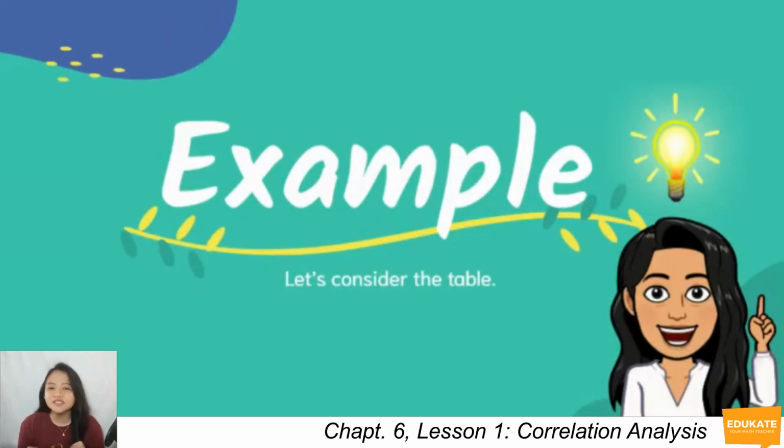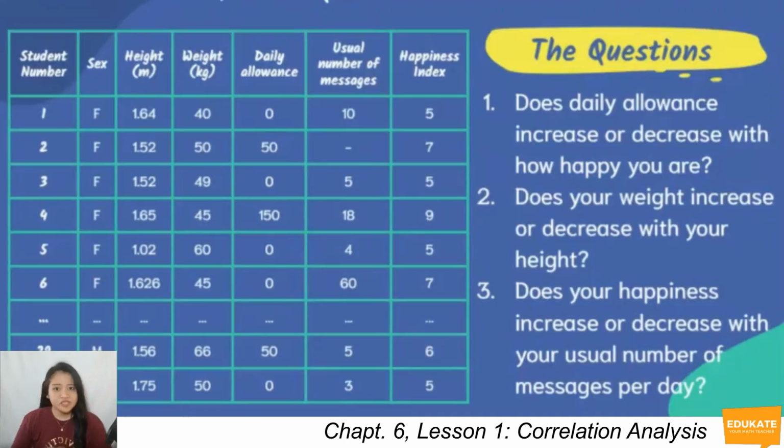Let's consider this table. So the table here shows the data from 30 grade 11 Quezon City Science High School students last school year 2019 to 2020. You have there the student number, and then the sex, the height in meters, their weights in kilograms, daily allowance, usual number of text messages or messages, and then happiness index for the day 1 to 10, where 10 is the happiest. So we have there three questions.